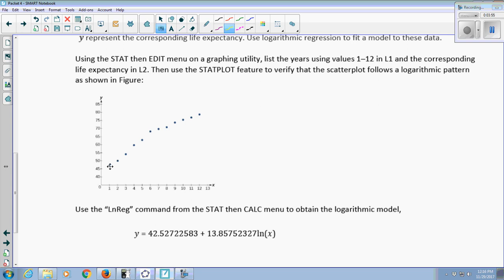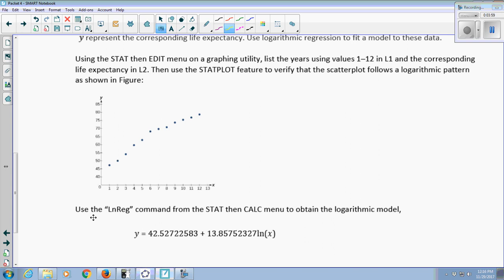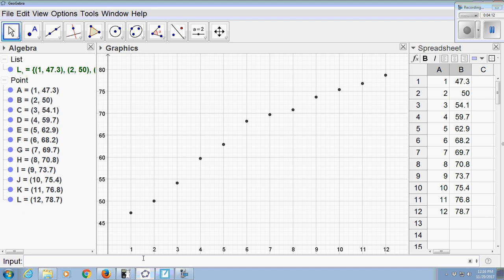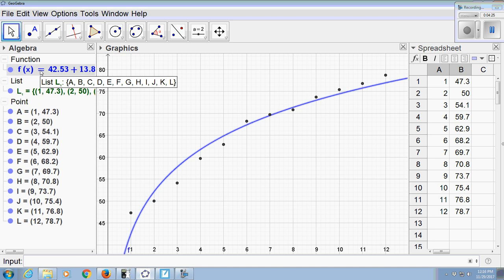So this is just a picture of what I got in GeoGebra here. So I'm going to use the log regression command in GeoGebra. In your calculator, it's called lnreg, but in GeoGebra, it is called FitLog. FitLog. And then you just have to tell it what list of points. So our list of points is named L1. So I do FitLog(L_1). And there's my logarithmic regression.